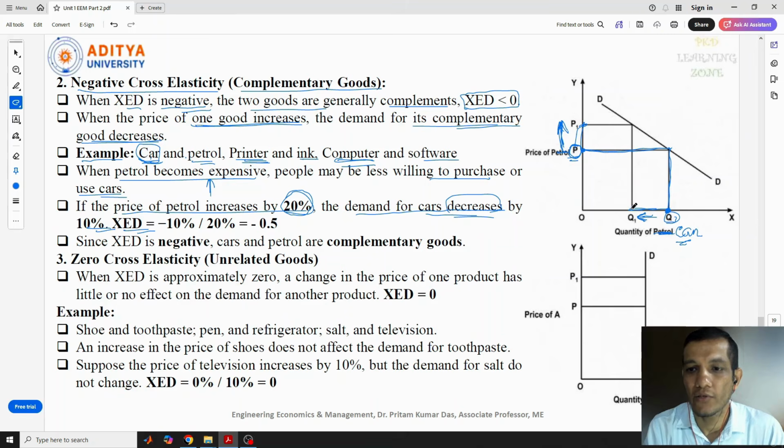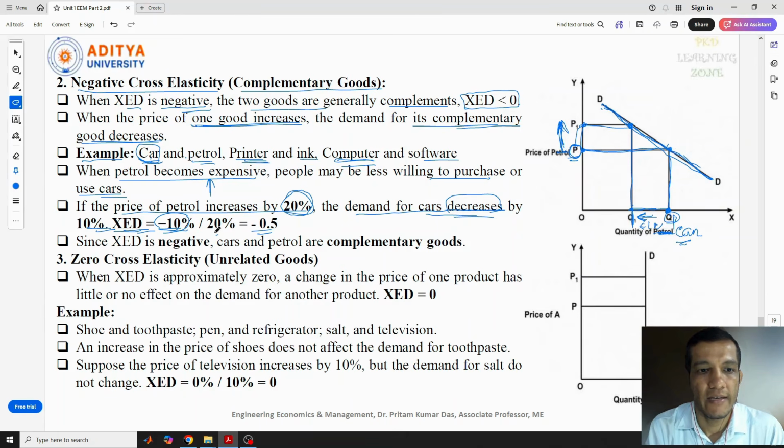At that point also we can plot a diagram. So we'll get these two points, and we can join these two points and get this kind of demand curve. And that value, if you see, will be negative. How did we get negative? The XCD value we got here is a 10% decrease, so there is a decrement of 10%. That's why we took negative.